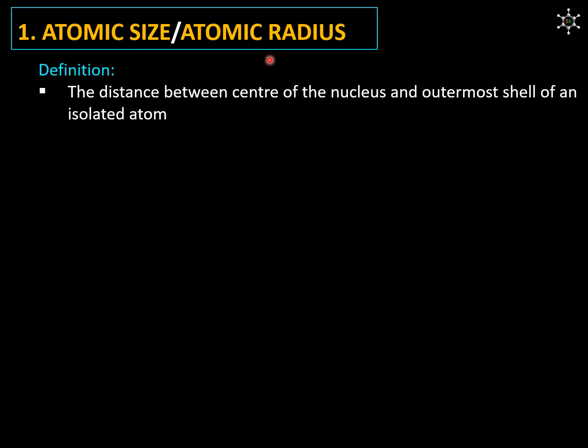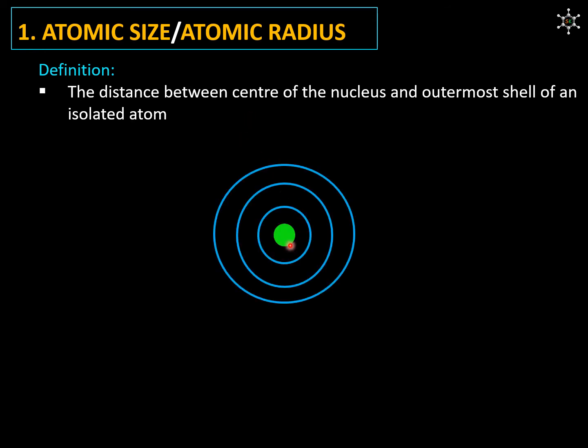Atomic size or atomic radius is the distance between the center of the nucleus and the outermost shell of an isolated atom. This is the nucleus of an atom. Round it we have circular paths for electrons called orbits. The last orbit is called the valence shell or valence orbit. The distance between the center of the nucleus and the valence shell is called the atomic radius.